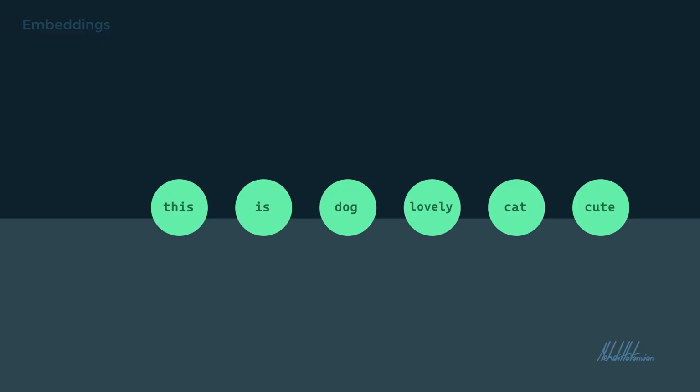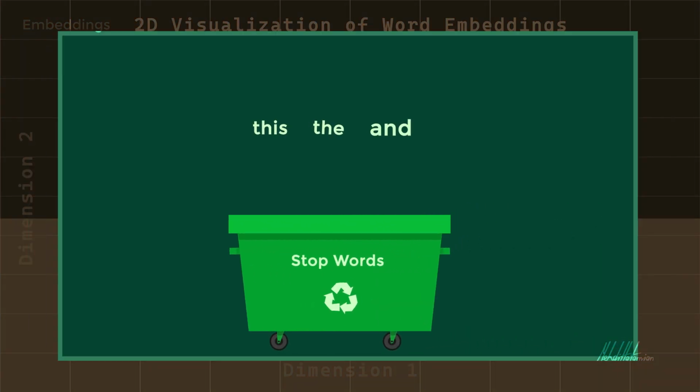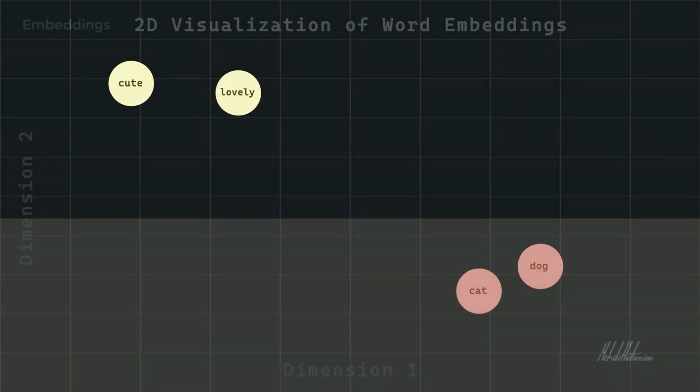Now let's look at a chart that represents each word's embedding. On this chart, you can see each word represented as a point in space. Some common words like this and is are missing. That's because they are stop words, words we usually remove since they don't carry meaningful information for analysis. What remains are the important words: cat, dog, lovely, and cute.